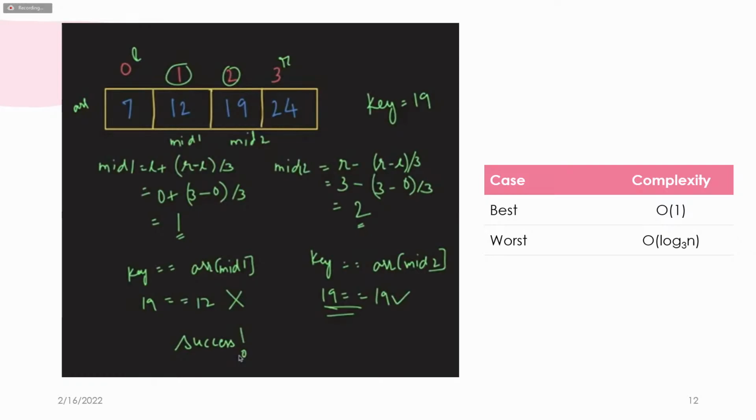So coming to the time complexity, same as how we looked into the other time complexities, the best case would be order of 1, because if you find it in the first comparison itself, it's order of 1 time complexity. Whereas in the worst case, as we did in binary search, where we were dividing it into half and so on, here we are dividing it in terms of 3. So this is going to be order of log n base 3. So I hope you all understood it.